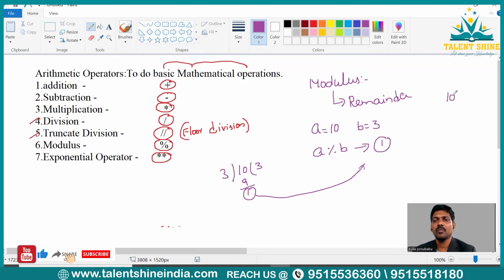So or else you may perform like this. 3 3s are 9, so the remainder is 1. So this is the output we are getting. I hope everybody is clear with the modulus operator.